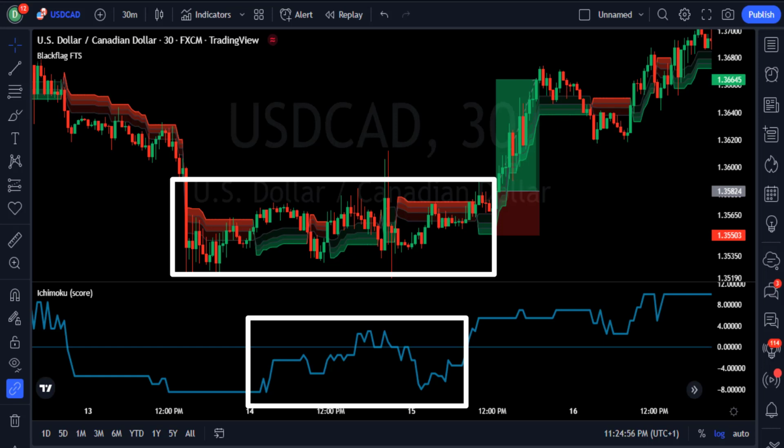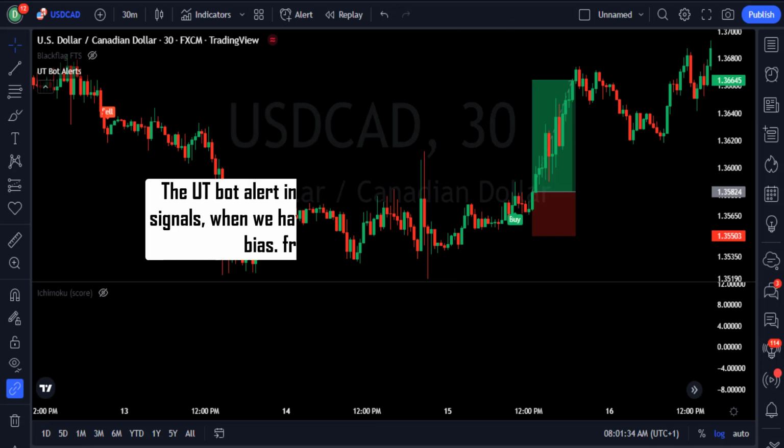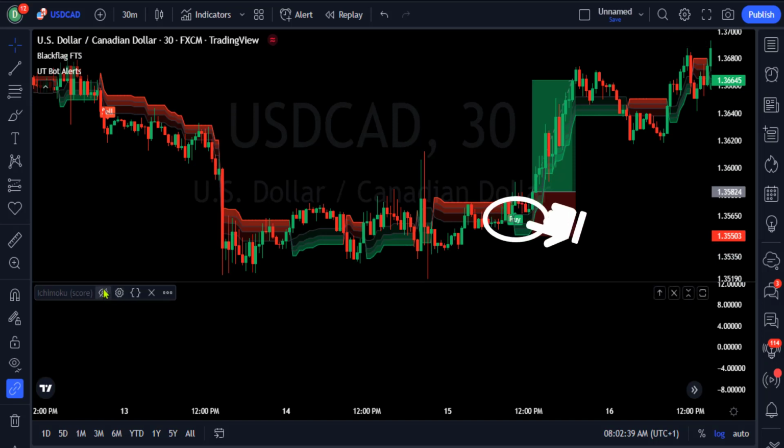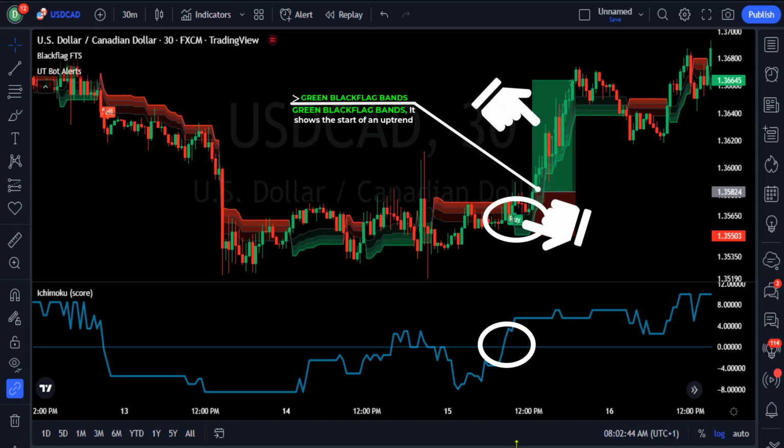Now, let's look at the third indicator, which is our Buy and Sell Indicator. The UT Bot Alert Indicator is the indicator that we will be using to get the buy and sell signals when we have gotten confirmation of our directional bias from the first 2 indicators. For example, when you got this buy signal from the UT Bot Indicator, you can see that the Ichimoku signal line has crossed above the 0 line, and that the Black Flag Indicator has also shown a sign of a trending market by forming these green ascending ATR bands. And you could have placed a long trade like we have on the chart like this.